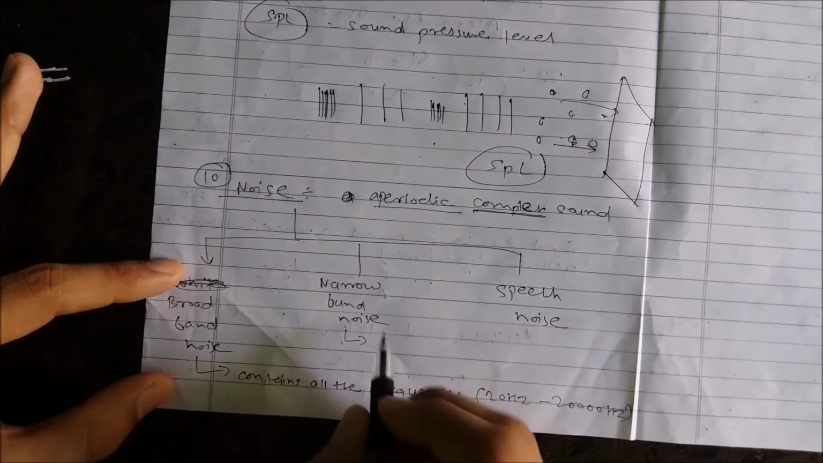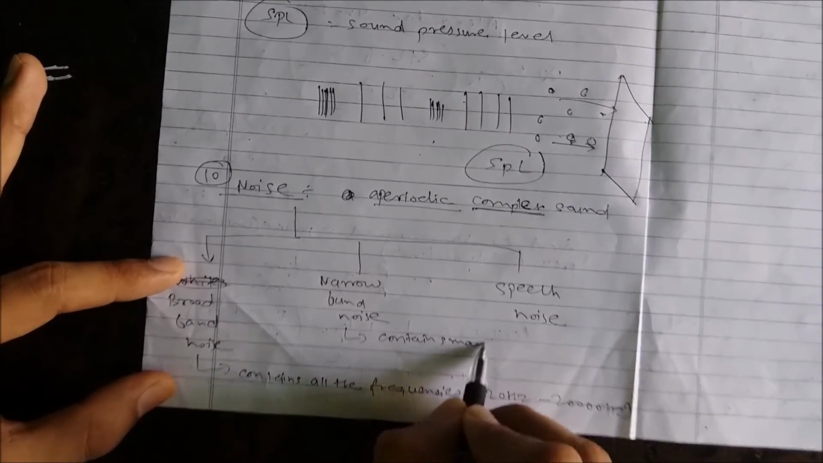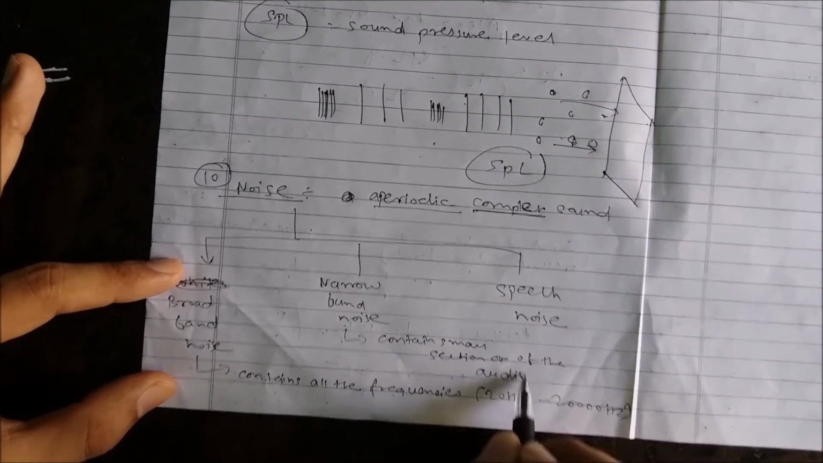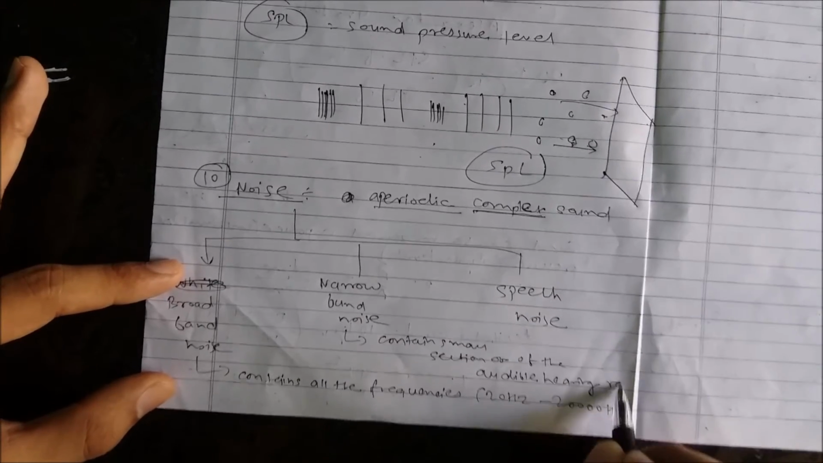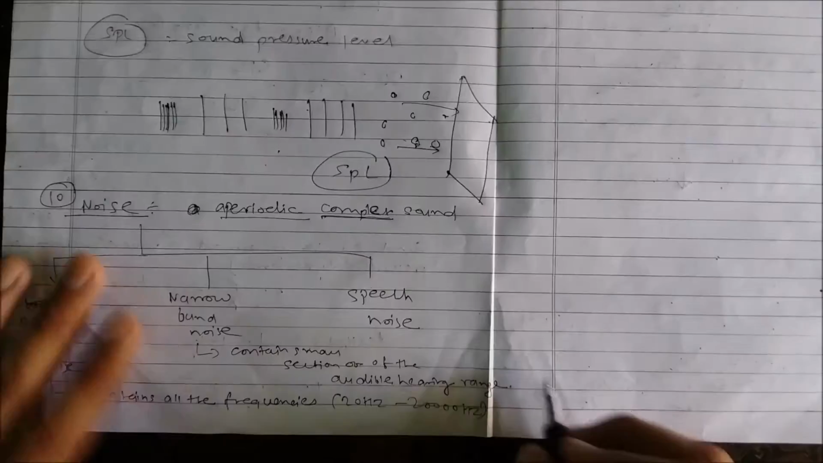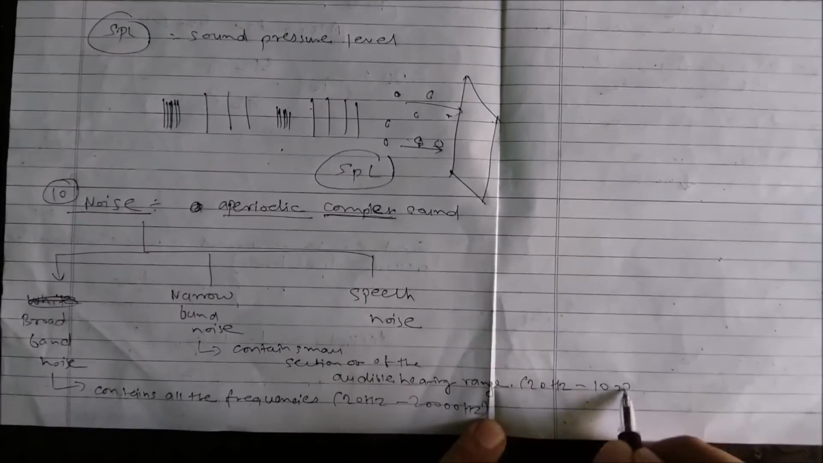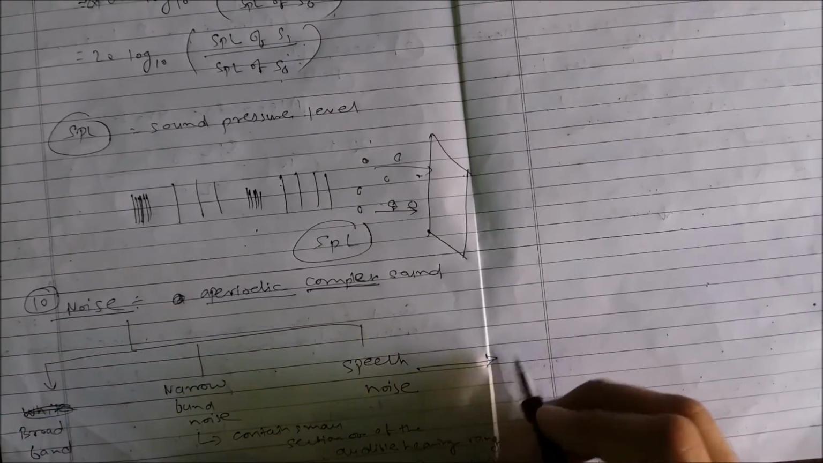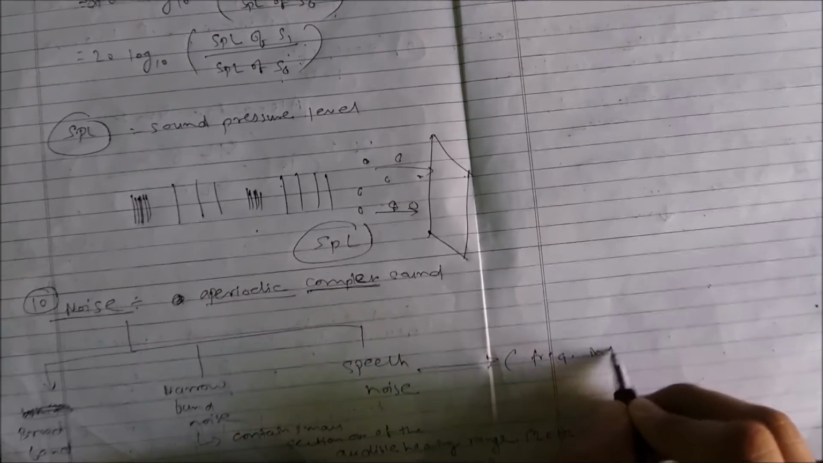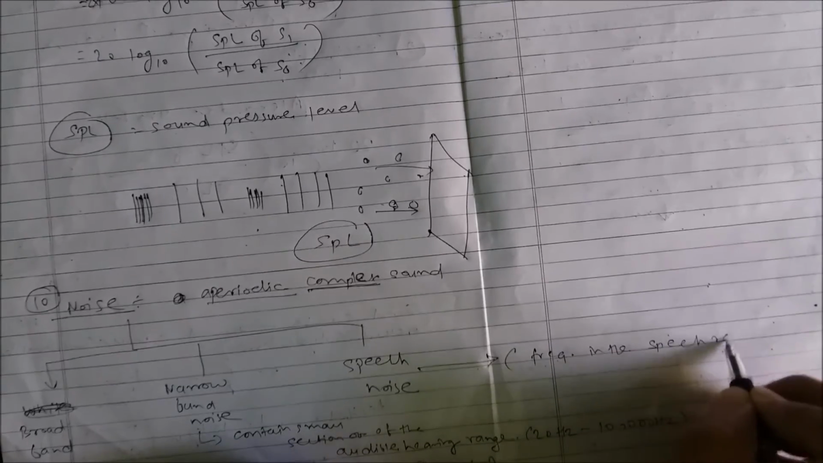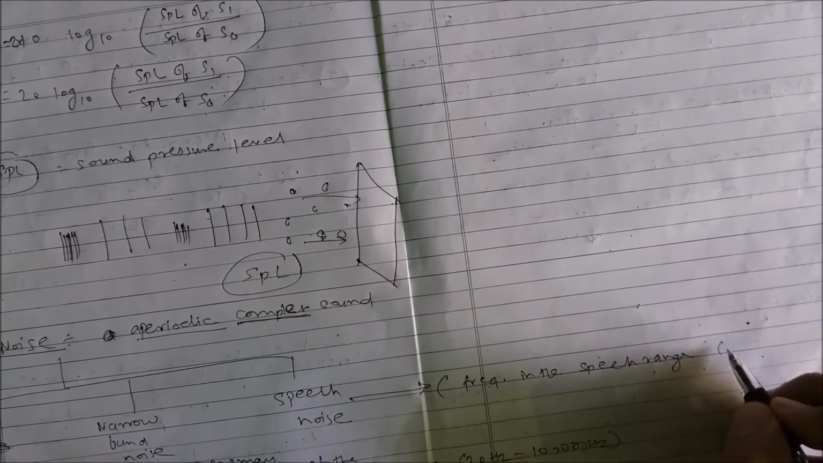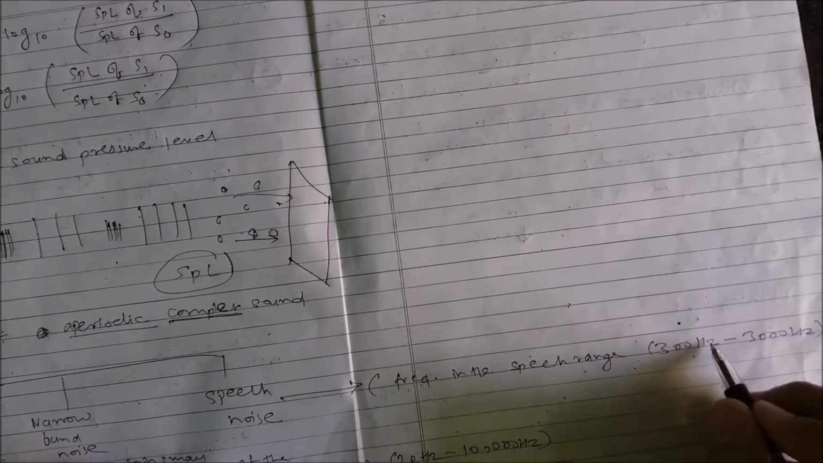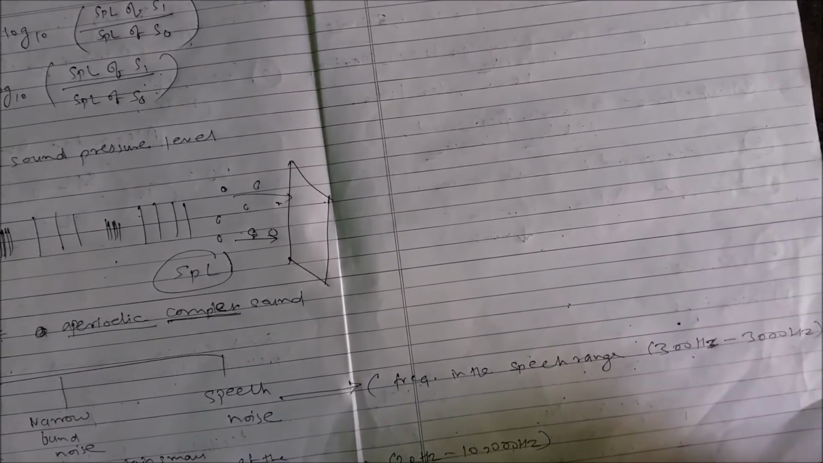And narrowband contains a small section of the audible hearing range, for example, like 20 hertz to 10,000 hertz. Okay, and what is speech noise? It's noise having frequencies in the speech range, that is around 300 hertz to 3000 hertz. Okay, it may vary with book, but I've read this.